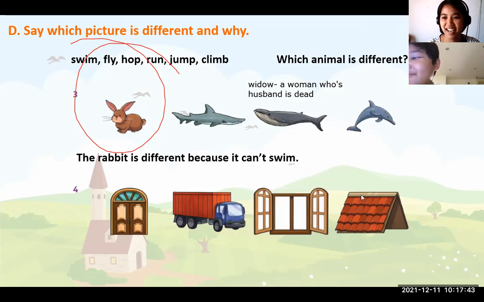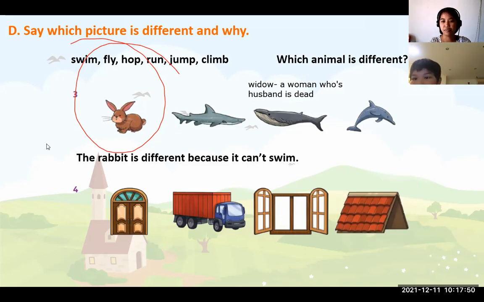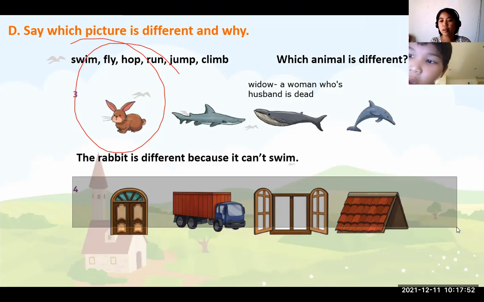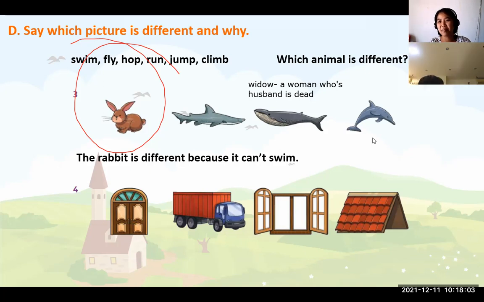Airplane. Okay, how about this one? What is this? A roof. A roof, very good. So for picture number 4, what is different here? The roof, the poop on the roof. Yeah, you remember that one. Okay.